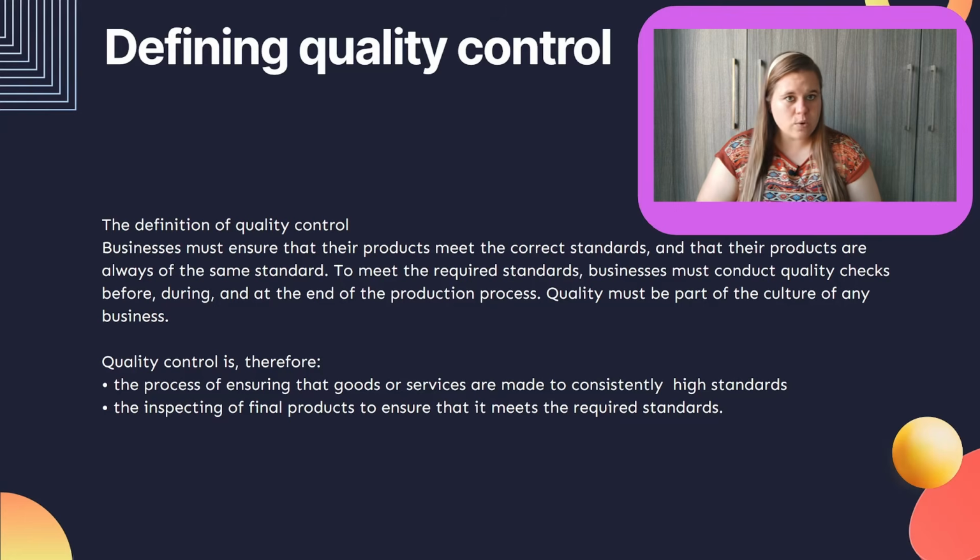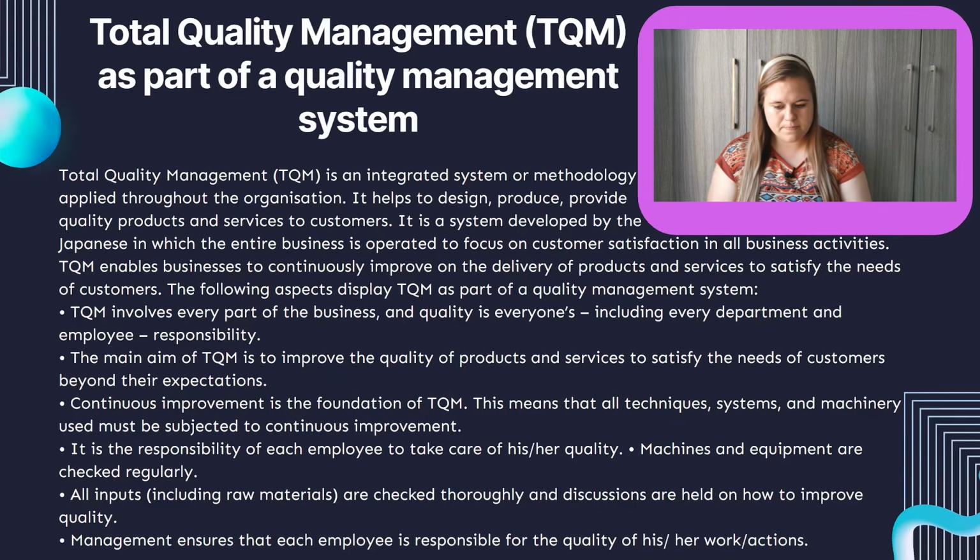All right, defining quality control. Businesses must ensure that their products meet the correct standards and that their products are always of the same standard. To meet the required standards, businesses must conduct quality checks before, during, and at the end of the production process. Quality must be a part of the culture of any business. Quality control, therefore, is the process of ensuring that products are made to consistently high standards, inspecting the final product to ensure that it meets these required standards.